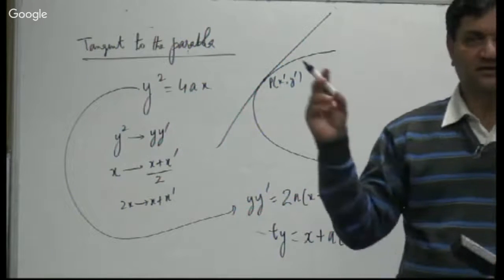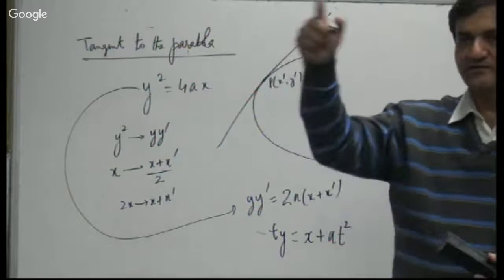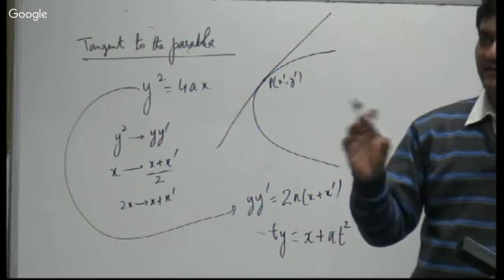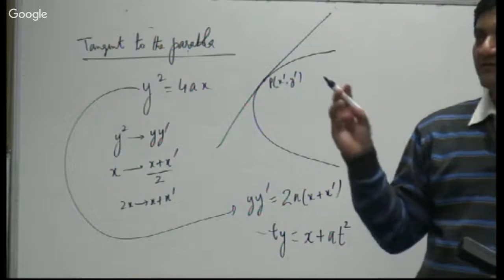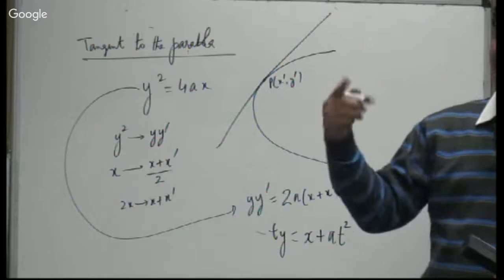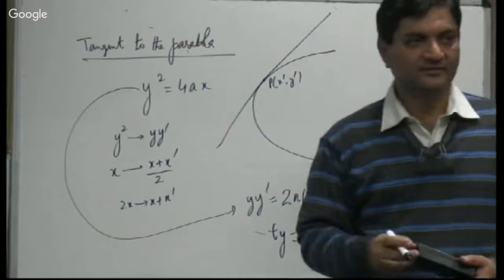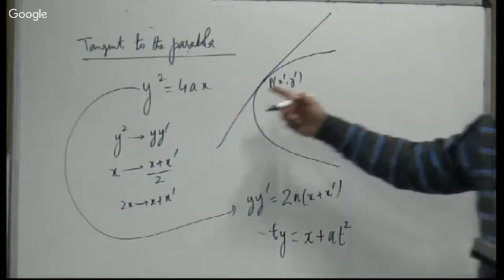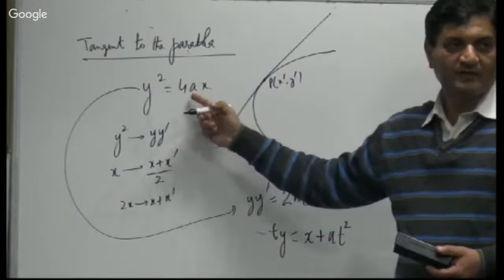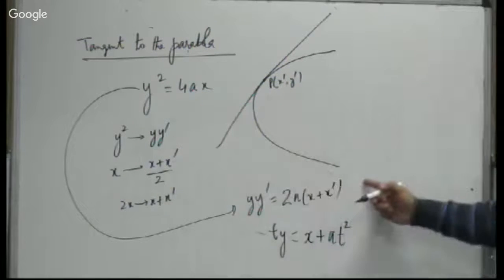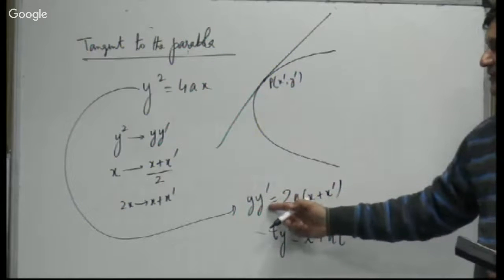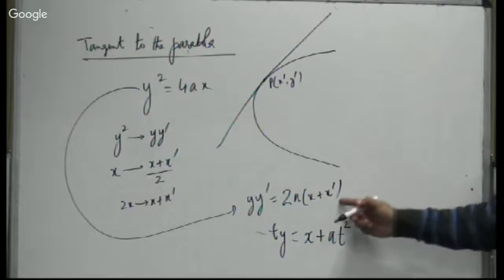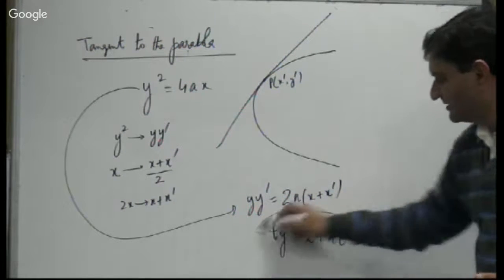Parametric means you are defining the parabola in terms of the parameter t. So the x coordinate will always take the form at square and y coordinate will take the form 2at. For different values of t you will get different points. So what we have done is, if the point is x dash, y dash, what is the equation of tangent? y y dash is equal to 2a times x plus x dash, right? And in case of parametric, in place of x dash you put at square and y dash 2at. Then this will be the equation of the tangent.